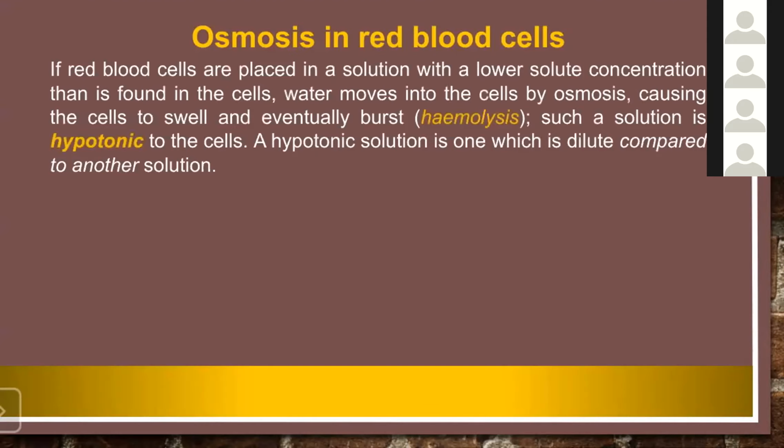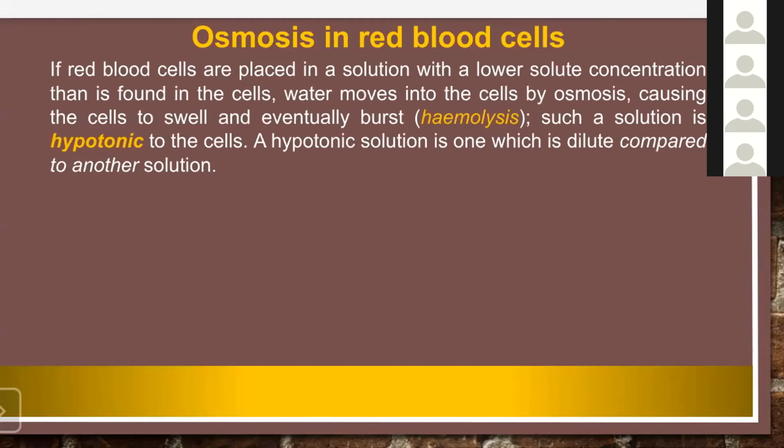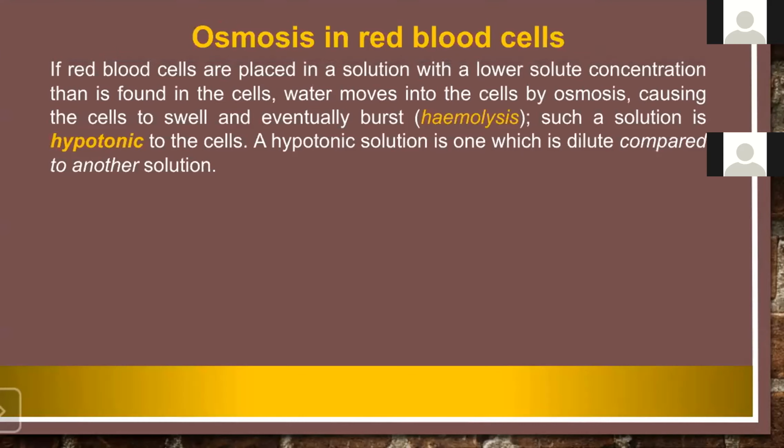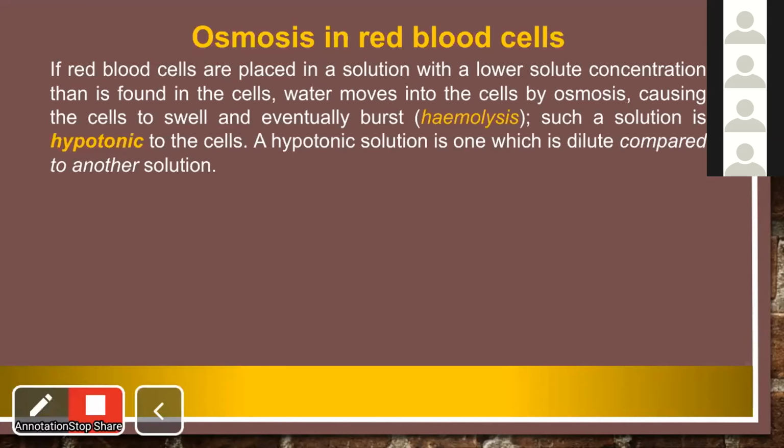May I request one of you to read for me that? Mute yourself and read for me. Placed in a solution with a lower solute concentration than is found in the cells, water moves into the cells by osmosis, causing the cells to swell and eventually burst. Hemolysis. A hypotonic solution is one which is dilute compared to another solution.